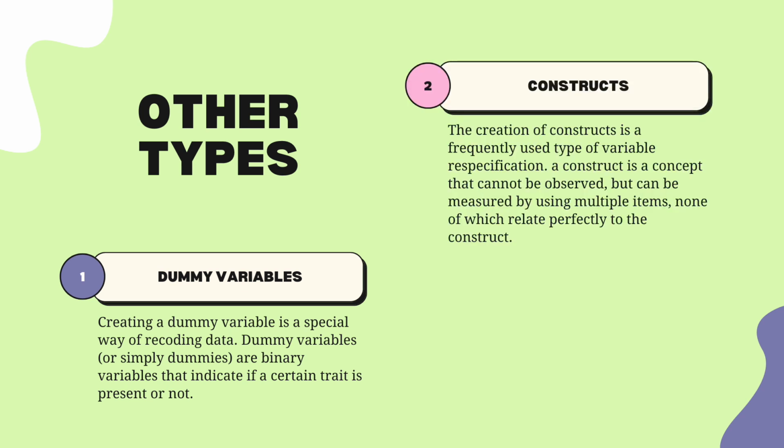The second one is constructs. The creation of constructs is a frequently used type of variable specification. A construct is a concept that cannot be observed but can be measured by using multiple items, none of which relate perfectly to the construct. To compute a construct measure, you need to calculate the average or the sum of several related items.